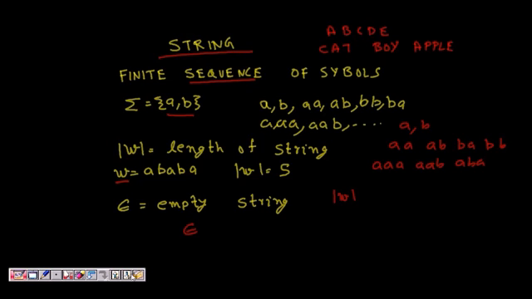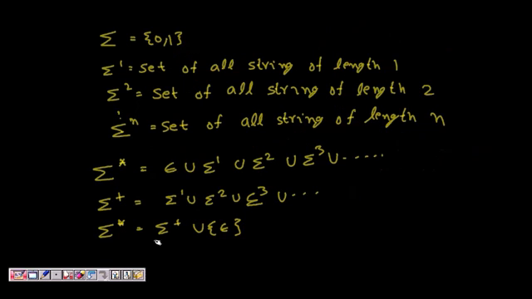After studying strings, now let's look at a few more things. Sigma, let's say in our example, is 0, 1. Sigma 1 denotes the set of all strings of length 1 taken over the alphabet. Here for length 1, 0 is one such string and 1 is another. Sigma 0 is epsilon, because epsilon is the string of length 0.